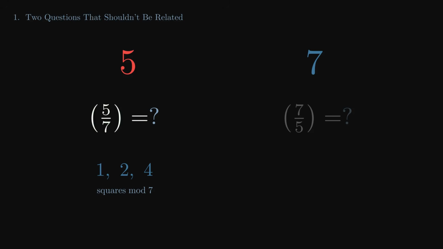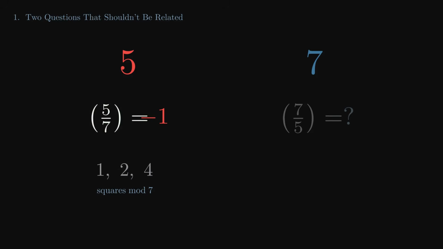Pick two prime numbers. Let us take 5 and 7. Now I am going to ask two questions that have no obvious reason to be connected. First question. In the world of remainders after dividing by 7, is 5 a perfect square? That is, can you find some whole number whose square, reduced by throwing away 7s, leaves exactly 5? The squares mod 7 are 1, 2, and 4. 5 is not among them, so the answer is no.